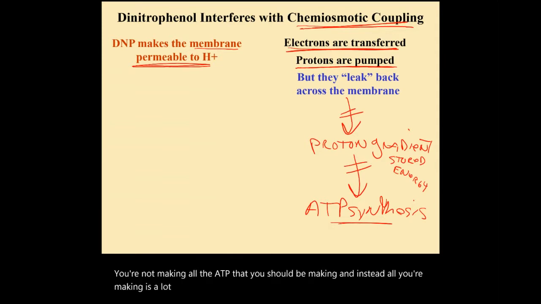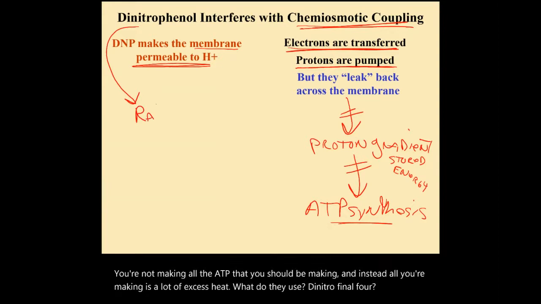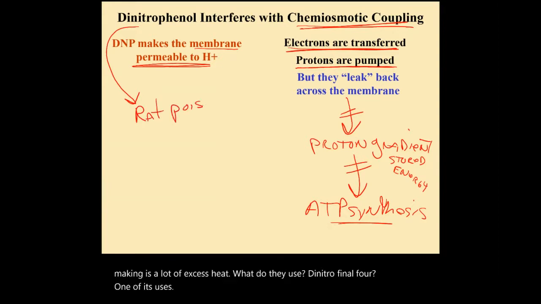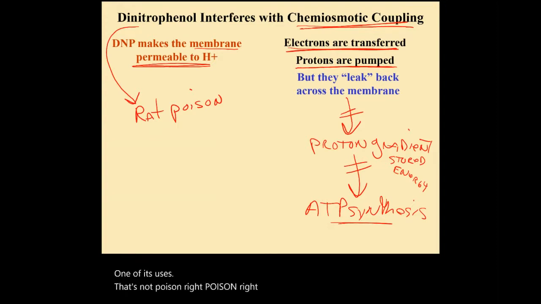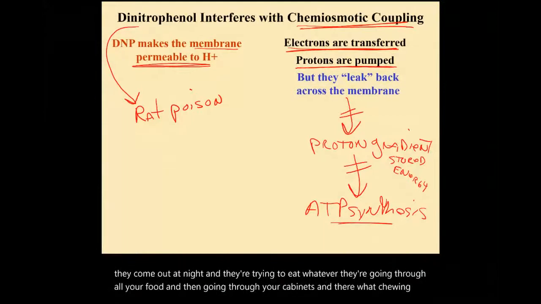excess heat. What do they use dinitrophenol for? One of its uses, it's a poison. Rat poison. Okay, so if you have those little rats that might be somehow in the wall of your apartment or whatever else it is, and they come out at night and they're trying to eat, they're going through all your food and your cabinets and chewing through everything, correct, trying to find food.